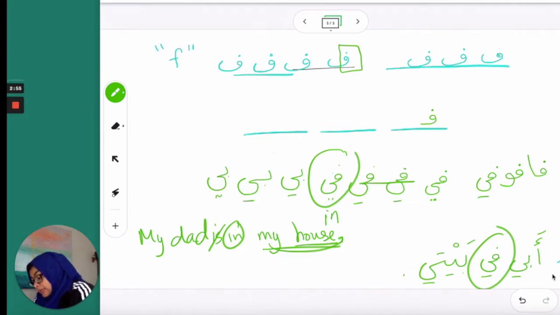Now in medial position, the fa is very simple. It just looks like itself. It's just connected on both sides. So we're going to take the line before and then circle and then connect it. Make sure that you keep that circle small. This is different than the letter ghain. The letter ghain has a triangle shape, so that's the ghain. The letter fa has a round shape, so that's the fa. That's the difference between those two.